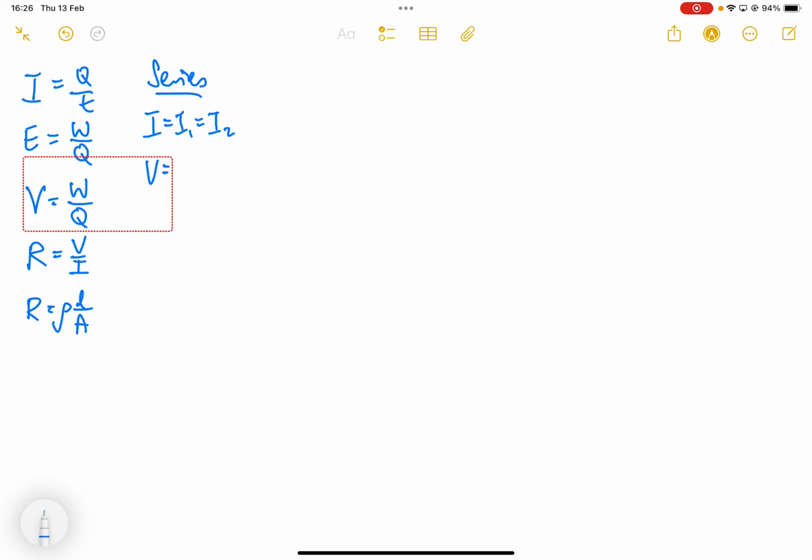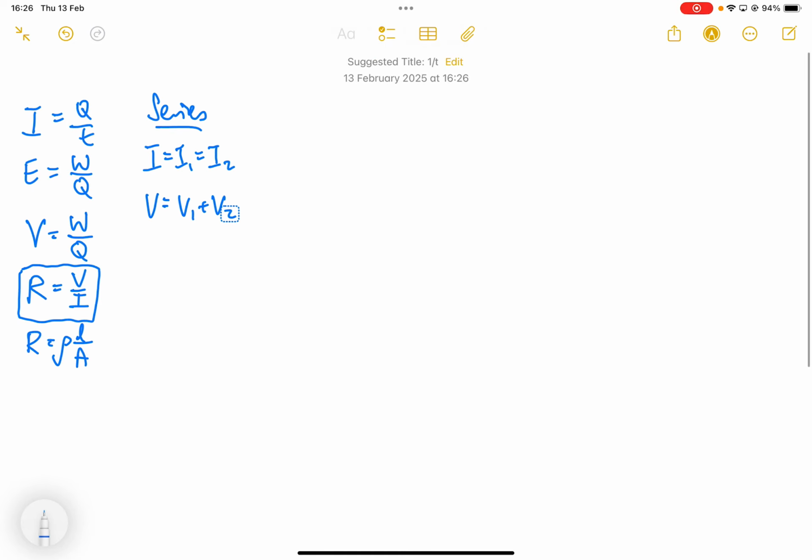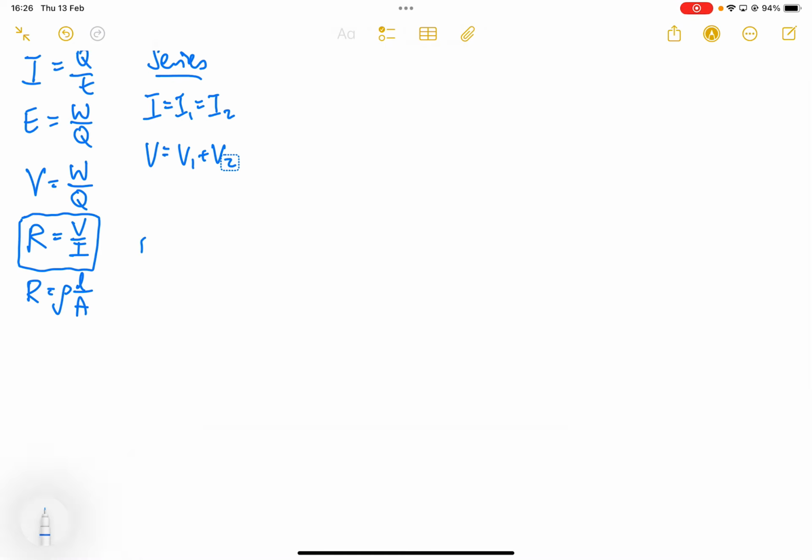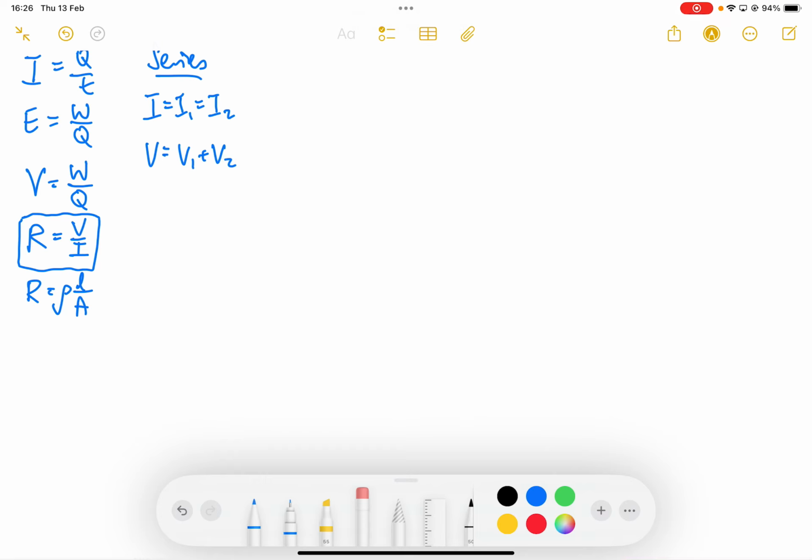V equals IR. V equals IR is already here. The sum of the potential differences is equal to the EMF. Then the resistance, well, I assume that you all know, I cannot assume that. Effective resistance is equal to the sum of the resistances. All right?